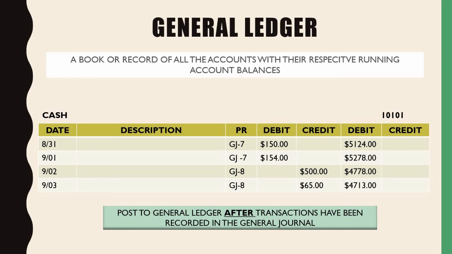But what the general ledger does is, after you've recorded your transactions, you post them into the ledger. When you post into the ledger, at the end of each day you create a running balance. So at the end of every day that you record a transaction, you're going to know how much you have in each account. So that's the only difference between the journal and the ledger: one is just regular daily recording of the transactions, and the ledger gives you a running balance. Okay?